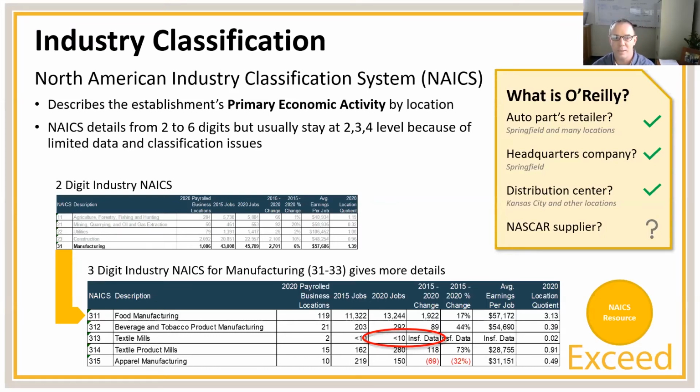In Kansas City, they have a distribution center, so it'll be classified there as a distribution center along with those other parts retailers. And then finally, what it isn't, though, is a classification of what O'Reilly sells to. So we don't know if O'Reilly sells products to NASCAR or if they supply a different company here and there. We don't know what companies do in terms of their markets. We just know their primary economic activity. And that's an important thing to understand.